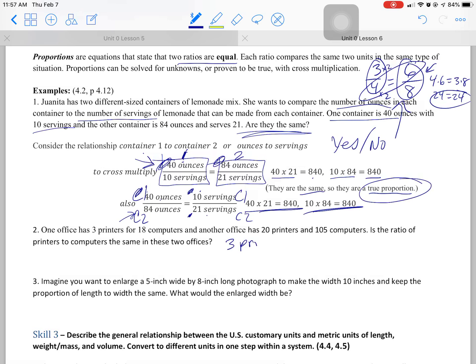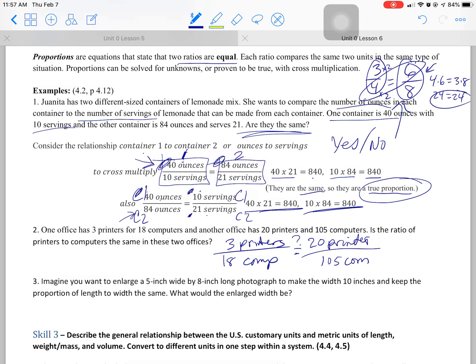We have 3 printers for 18 computers. I like to write them that way. One scenario is 3 printers, 18 computers. Then the other one has 20 printers and 105 computers. Are they equal to each other? Is the ratio the same?